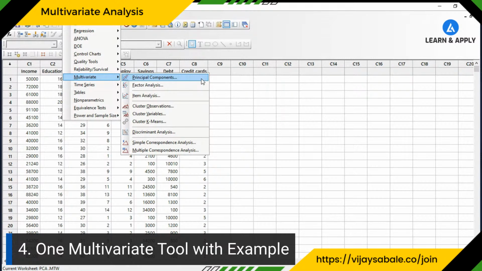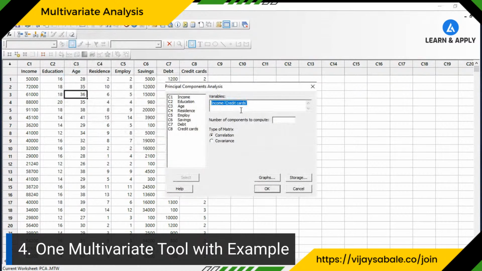So click on that. Now here we need to provide some data, like how many variables we are going to study. Let's say we are going to study all these 8 variables. So select all 8, income to credit cards, and select. That means we are going to study all these 8 factors. For the number of components to compute, we can insert any number or keep it blank so that Minitab calculates based on feasibility, right? At this point, let's keep it blank.